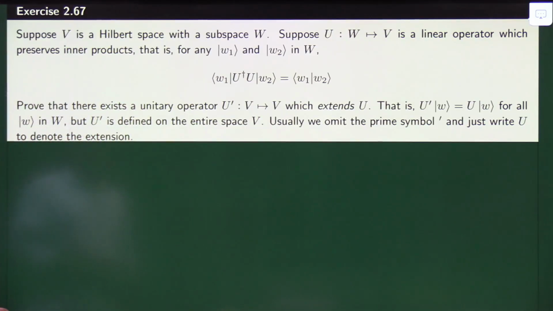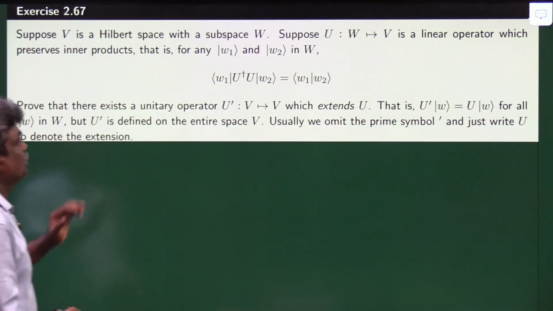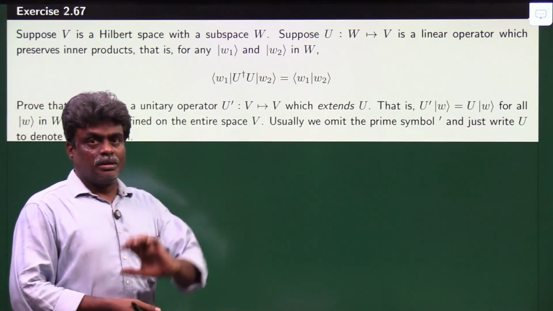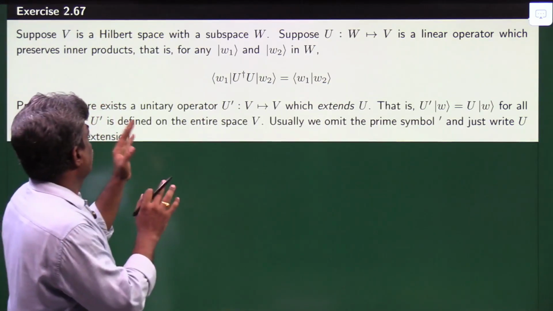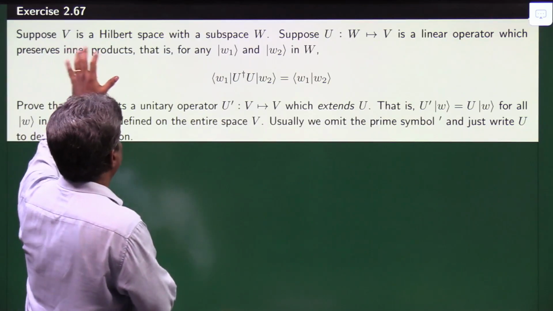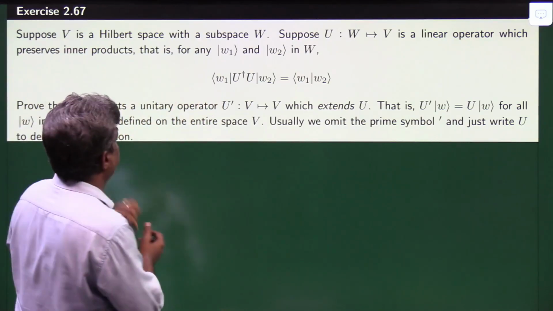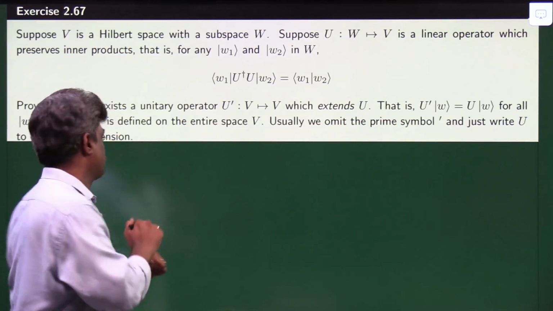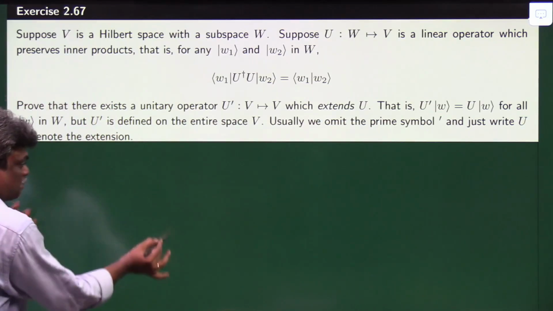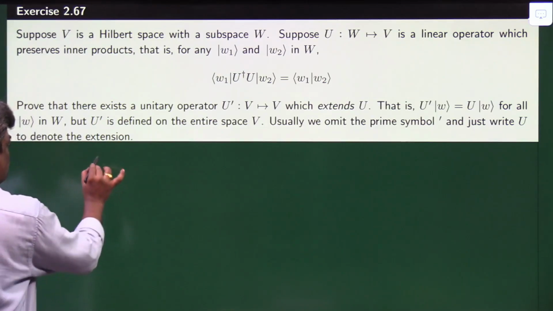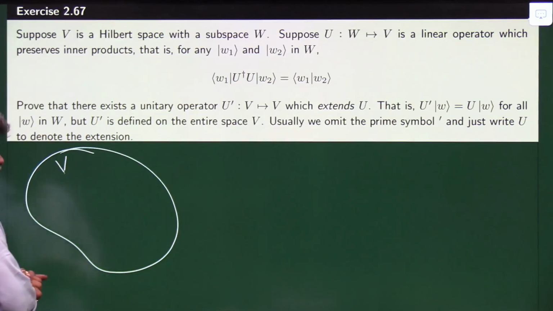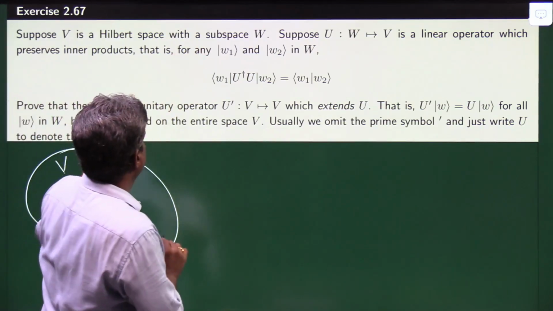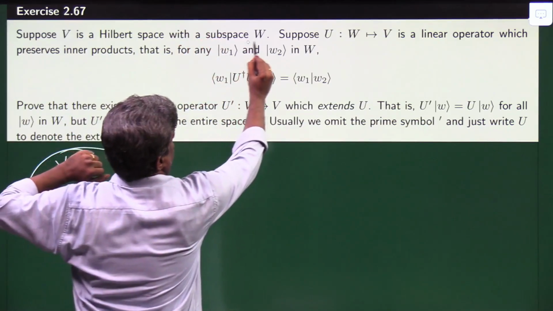So here this is our next question. This is a nice question. So listen carefully, please. Now here we have two spaces, V and W. V is the Hilbert space and W is the subspace. So first let me explain the question. For example, I have some Hilbert space, let us say V. Now this Hilbert space has a subspace W.